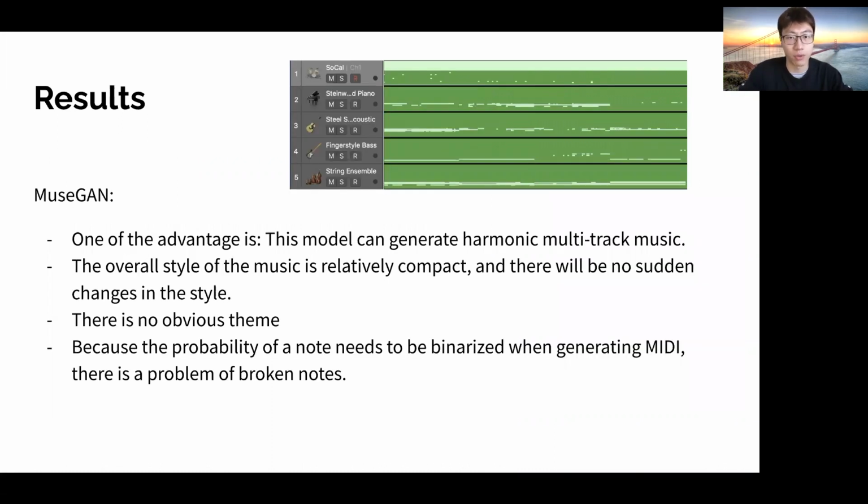And these are the results from the MuseGAN model. You can tell from the sound that this model can generate harmonic multi-track music, and the overall style of the music is relatively compact. There are no sudden changes in the style, but there is no obvious theme either. Also, there is a problem because the probability of a note needs to be balanced when generating MIDI. There is a problem of broken notes.